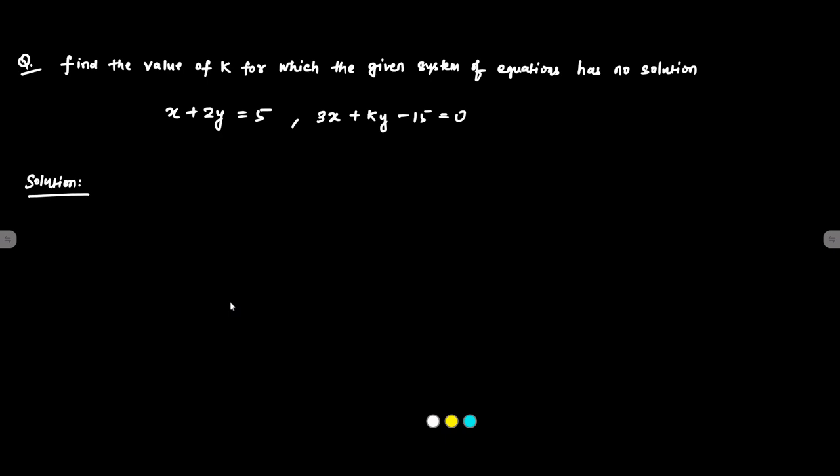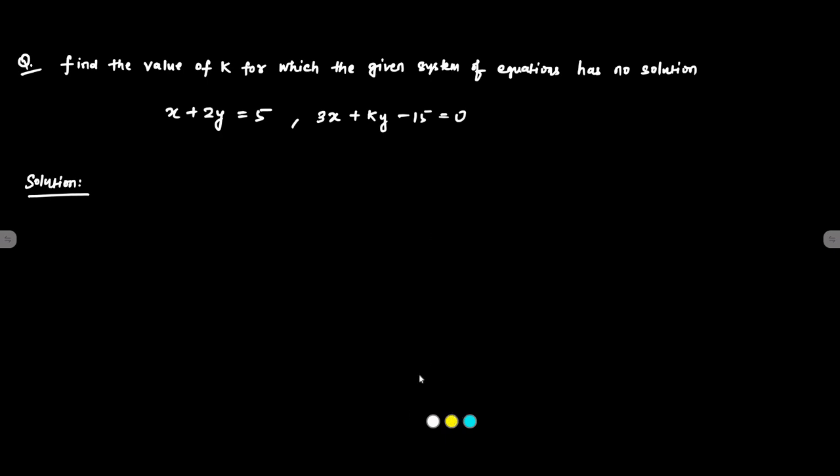So here is another question on solving the conditions for solvability for linear equations in two variables. It is given: find the value of k for which the given system of equations has no solution. The equations are x + 2y = 5, and the other equation is 3x + ky - 15 = 0. So first we'll write the equations.